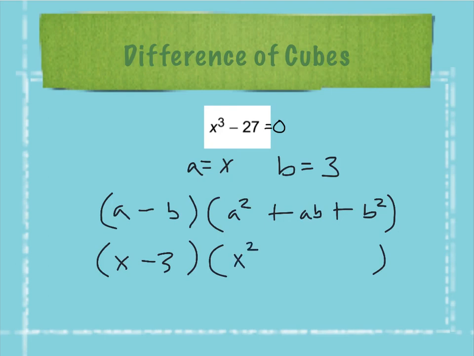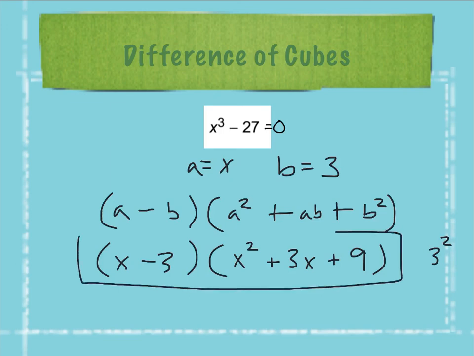And what's going to go in our second parentheses? x squared plus 3x plus 3 squared. What would 3 squared be? 9. And this is our final answer.